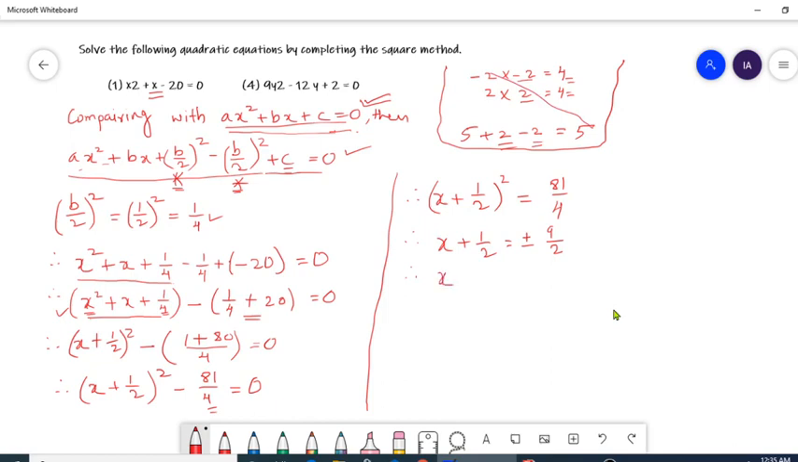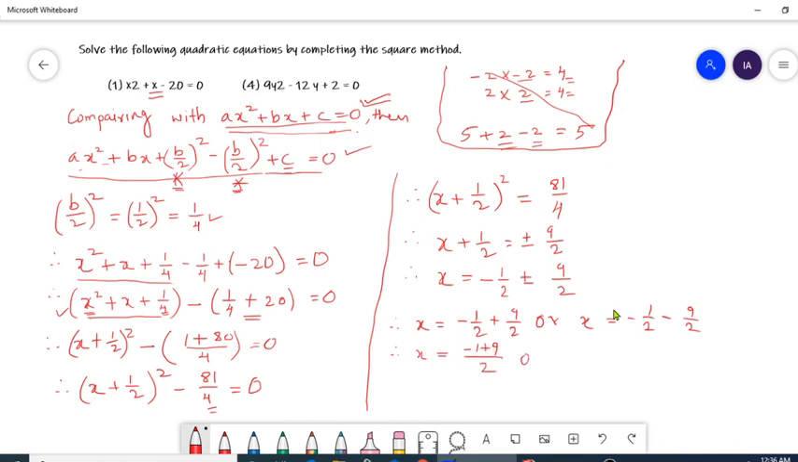So therefore, keeping x on its place, this 1 by 2 can be transposed to the right hand side. So this positive 1 by 2 will become negative 1 by 2. And here we have plus minus 9 by 2. So this way x will have two values: minus 1 by 2 plus 9 by 2, or x can be minus 1 by 2 minus 9 by 2. So when you simplify, you will have two roots of this equation as minus 1 plus 9 upon 2, right?